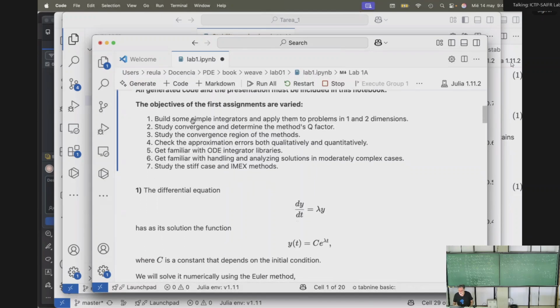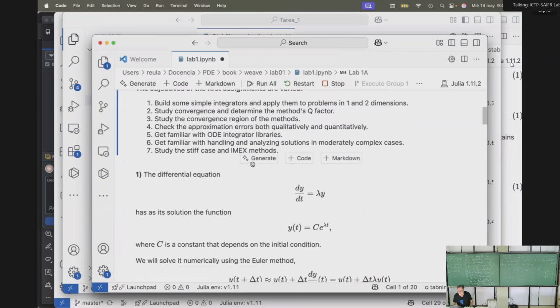So the objectives are that you build some simple integrators and apply them to problems in 1 and 2 dimensions, study convergence and determine the method Q factor, study the convergence region of the method, check the approximation errors both qualitatively and quantitatively, get familiar with other integration libraries, get familiar with handling and analyzing solutions in moderately complex cases, study the stiff case and the Emacs method. This is the Emacs I mentioned before.